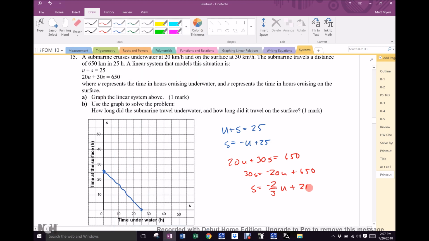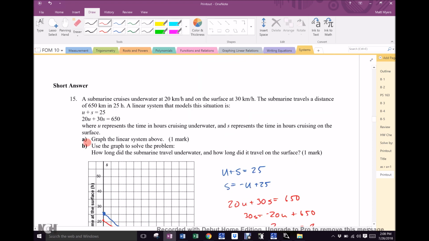So 21 and 2/3. So 21 and a bit, and I go down by 2/3. 1, 2, and out 1, 2, 3. And there's where I cross. 15 underwater and 10 on the surface. That answers B.